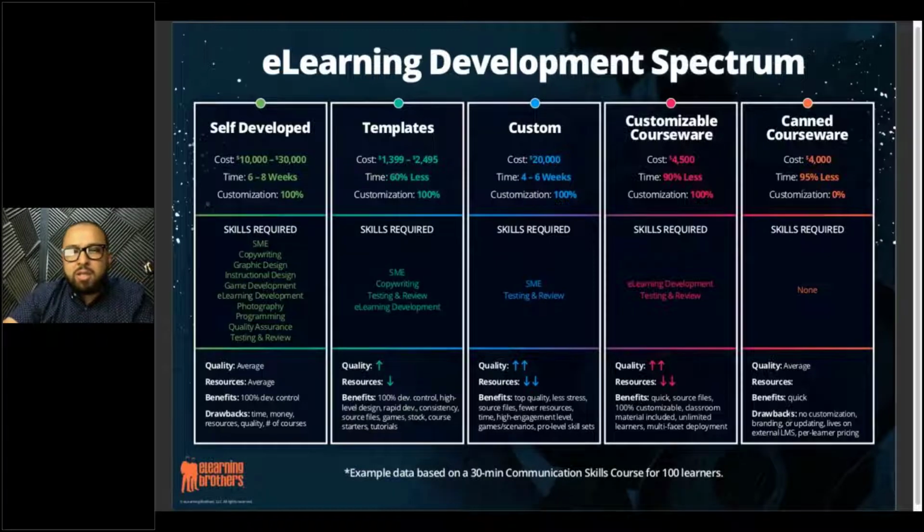There are some drawbacks, obviously, with canned courseware. Because there are no customizations, you can't brand the courses. It lives on an external LMS, and we're paying per learner. Whereas with our customizable courseware library, you own a source file. It's unlimited to your team, as you can see on the screen, it's branded specific to you, and it's a course that can be altered, and at that point you're adding whatever value you want to these courses.